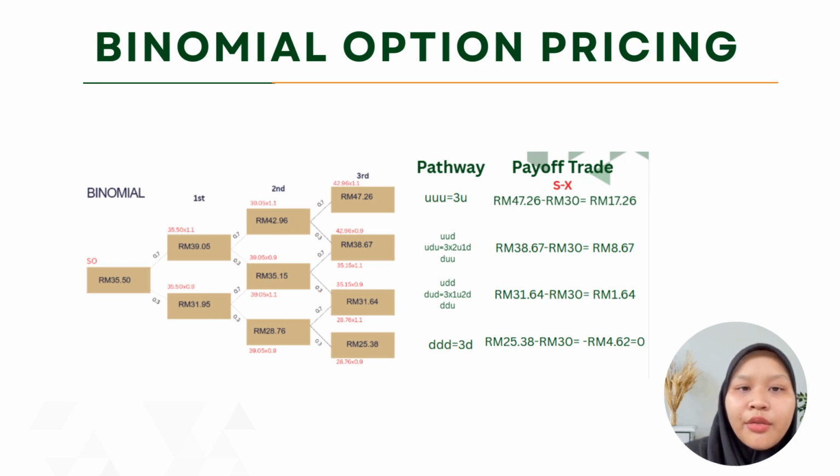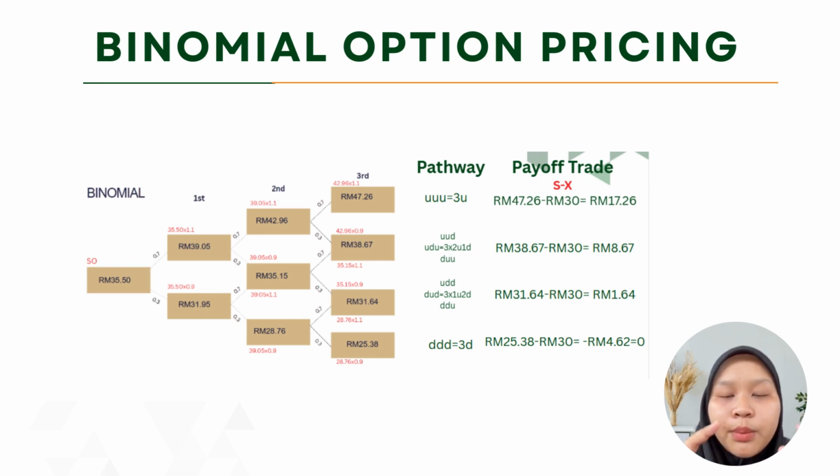Here is the breakdown of those four pathways. The first one is the base case, which is UUU. The final stock price is 47 ringgit and 26 cents. The calculation is 47.26 minus 30 ringgit, and the result is 17 ringgit and 26 cents. Since the market price of 47.26 ringgit is much higher than our strike price of 30 ringgit, the option is in the money because our payoff is 17 ringgit and 26 cents.